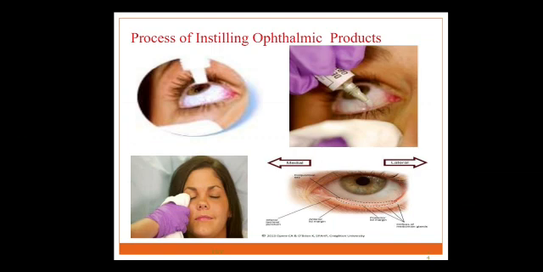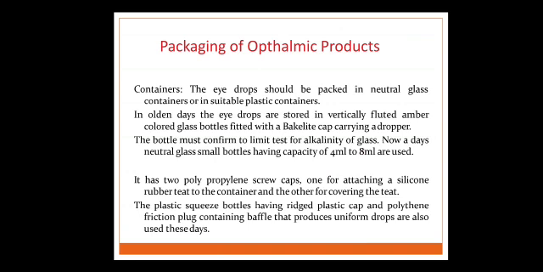Here you can see the process of instilling ophthalmic products. In the first diagram you can see how the drops are added into the eye. Then in the second you can see how the ointments can be applied to the eyelids or in the eye. In the third figure you can see how to clean the eyes. That has been given as the process of instilling ophthalmic products.